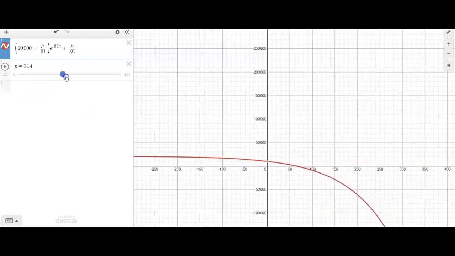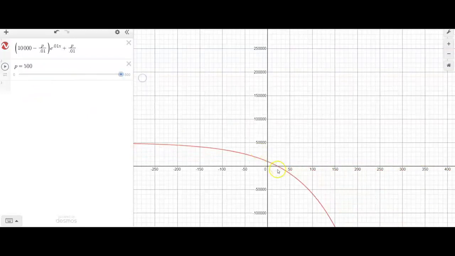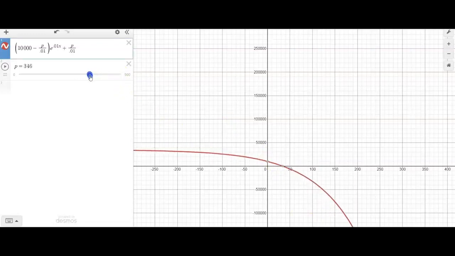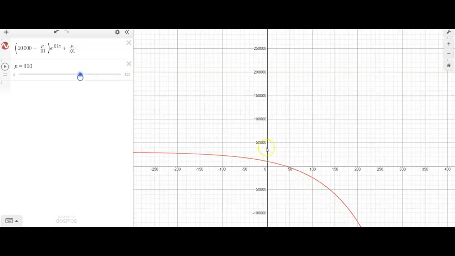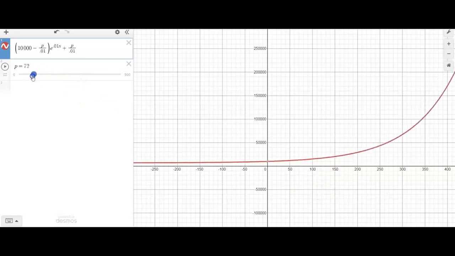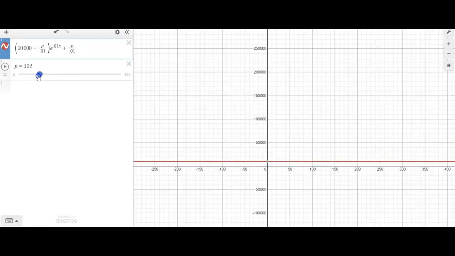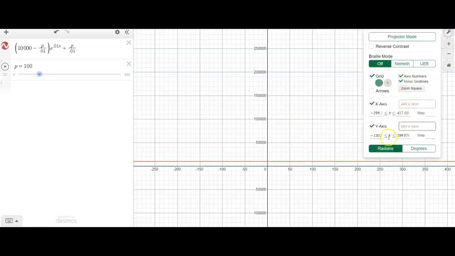But you can see what happens if I make payments of close to $500. I can get that balance paid off in about 22 months. If I make it closer to $300, then it's going to take me about 41 months to pay off. But notice that at p equals 100, the function goes from increasing to non-increasing to decreasing. That's something we're going to keep in mind as we move forward in our study of differential equations.